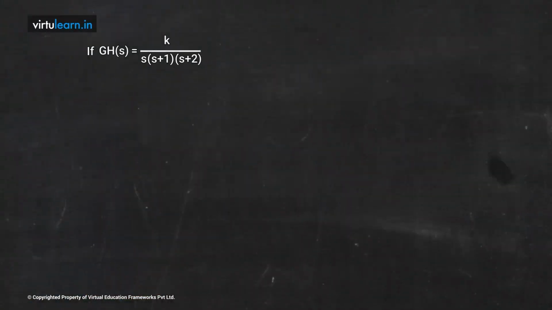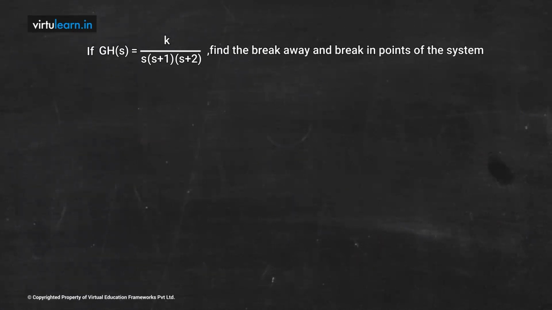Similarly, take one more example. The open loop transfer function of the system is given by G(s)H(s) = K / (s(s+1)(s+2)). Find the breakaway and break-in points of the system.